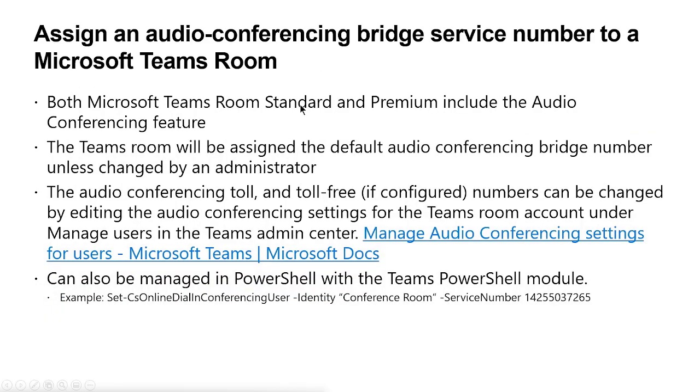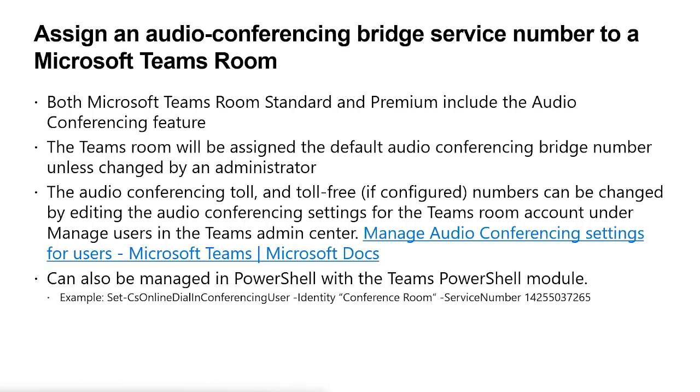Assign an audio conferencing bridge service number to a Microsoft Teams room. So this one is basically giving the device the ability to, when you create a meeting on the device or start a new meeting, allow people who are joining the meeting to dial in if needed. So both the Microsoft Teams Room Standard and Premium licenses include the audio conferencing feature. So when you license a Teams Room account and enable the audio conferencing option in that license, the account will receive or be assigned the default audio conferencing bridge number that is configured on the tenant. So unless the administrator changes that, it will get the default number.